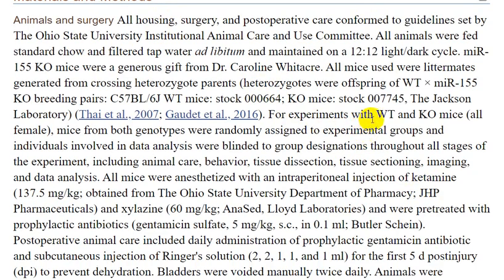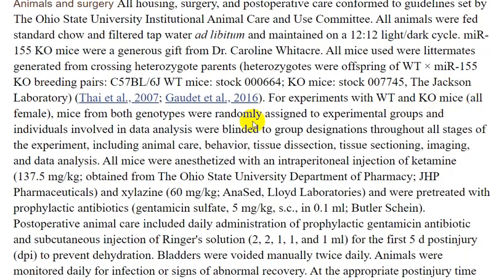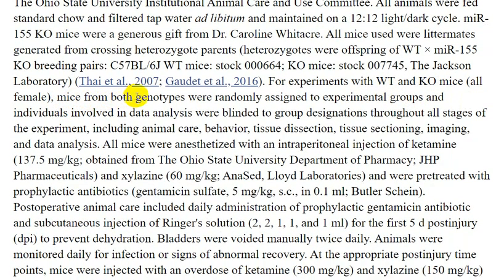The first experiment used WT and knockout female mice from both genotypes, randomly assigned to experimental groups. Experimenters were blinded to group designation for all stages of the experiment, which included animal care, behavior, tissue extraction, tissue sectioning, imaging, and data analysis.